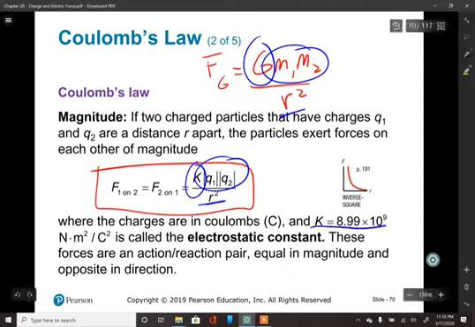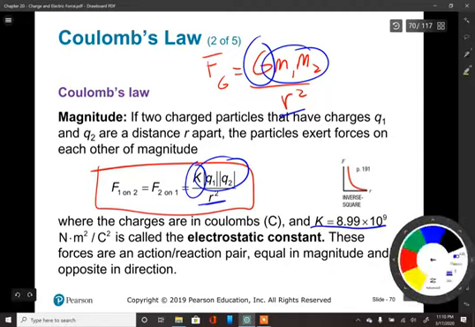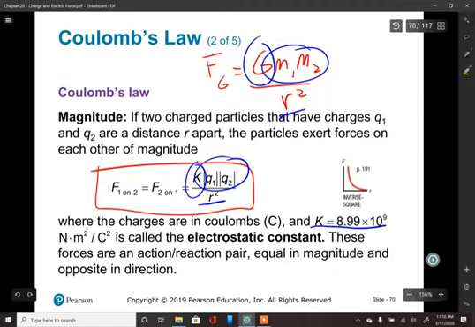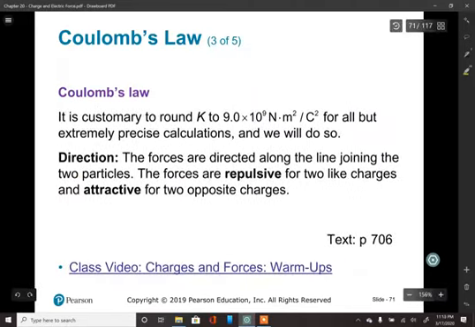The value of K is right here. It's on the AP sheet. Coulomb's law is on the AP sheet, so you just have to remember how to use it. Notice as well, action, reaction pair. If I have 2 charges, they must feel equal magnitude forces from each other, but opposite direction. So I'm going to use K as 9 just because that's a lot easier. But if you want to be more precise, put in 8.99.